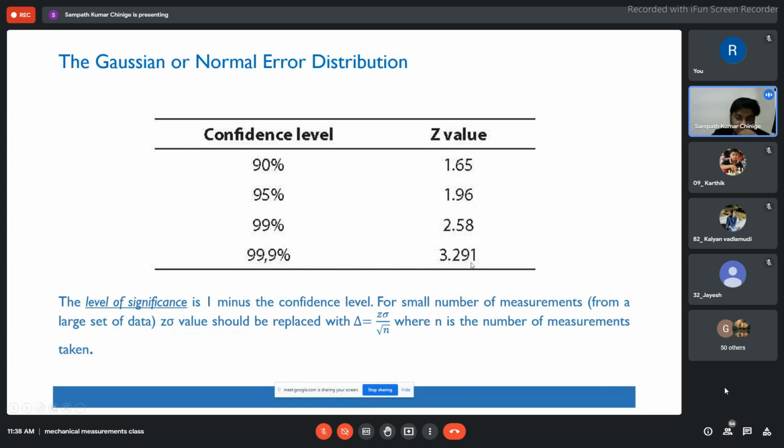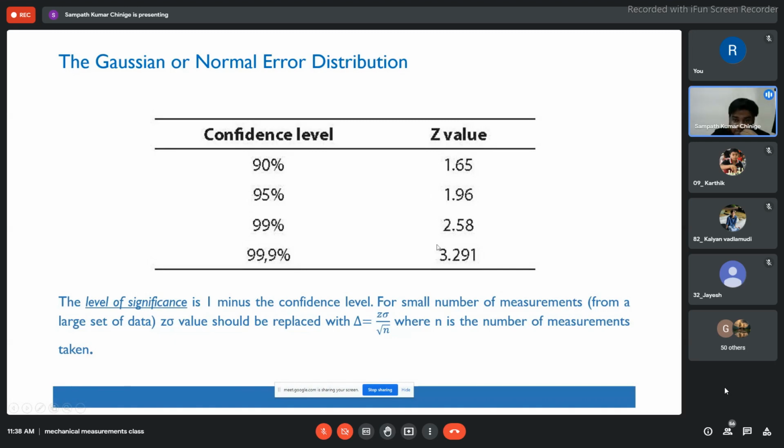Earlier we took it as 3. If it is 3.2, we are getting 99.9%. Earlier we have taken 2, which is around 94 point something. So the same thing, here if it is 2.58, you are getting 99%.